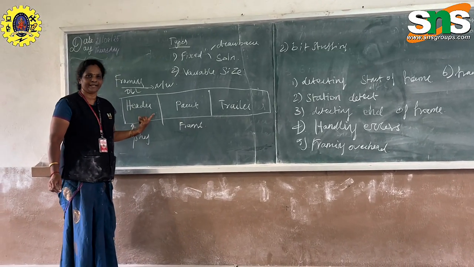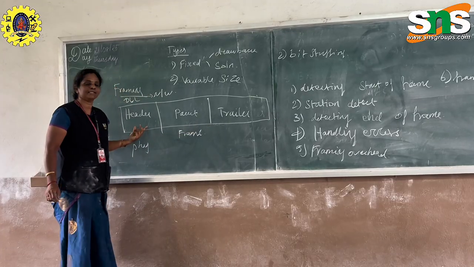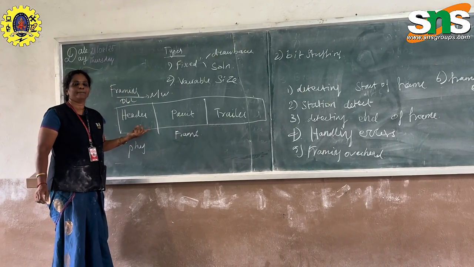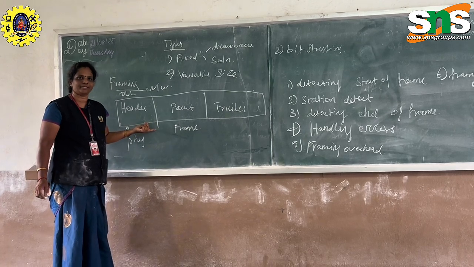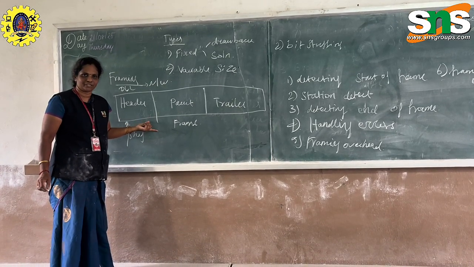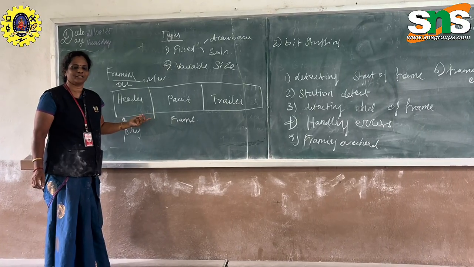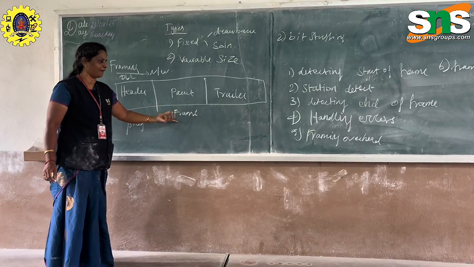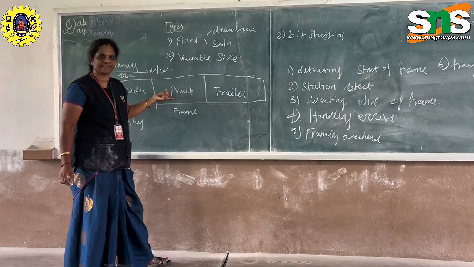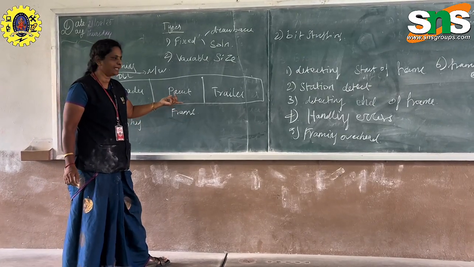So it has the header, the packet, and the trailer. Header means it has the address. Based on the unique ID or the address, we decide where we have to send the data, based on this header only. It's nothing but the address. After that comes the frame, which is nothing but the packet. It has a certain length of data.